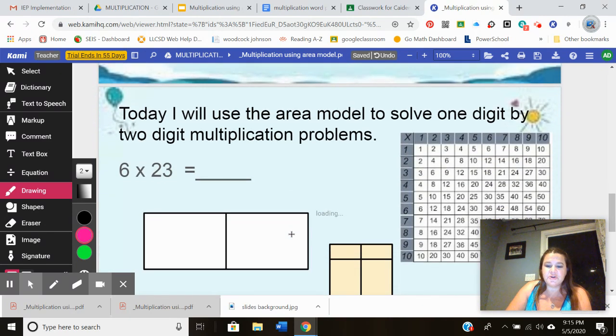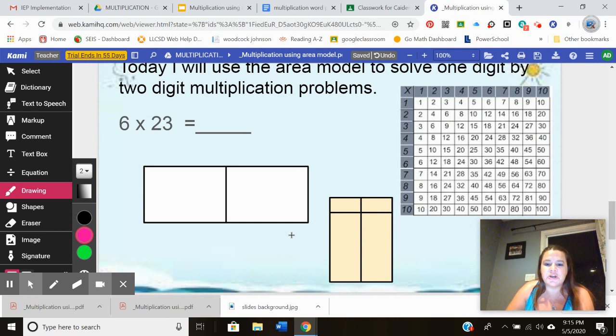So now what you're going to do is you're going to do this for homework. So enjoy. I can't wait to see how well you have multiplied using the area model of 1-digit by 2-digit problems. All right, way to go. Good job. I'm excited to see your work.